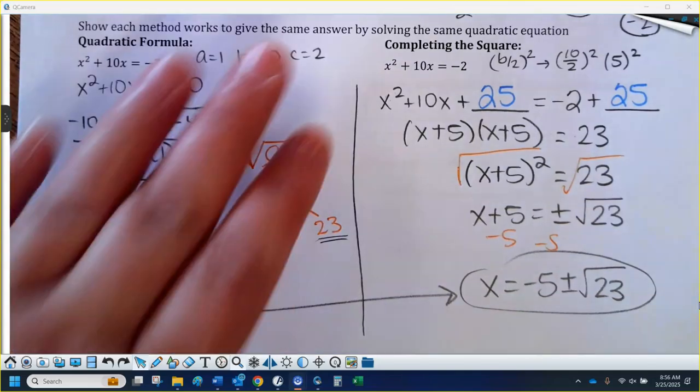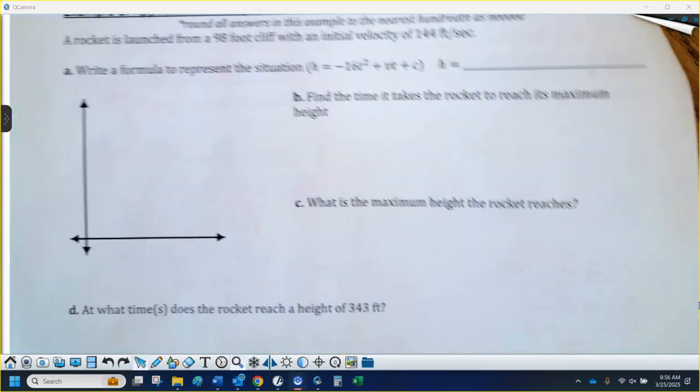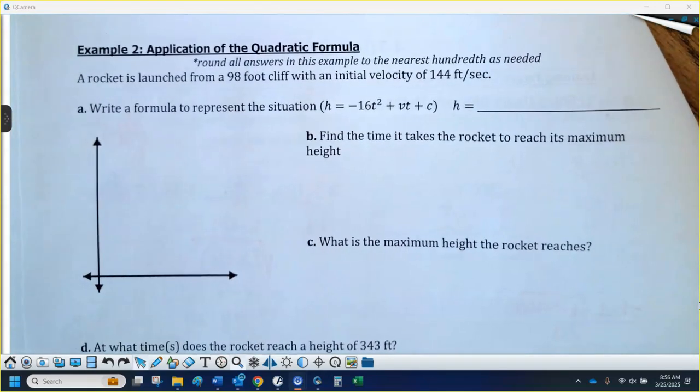Okay, we're going to do a little application of our lovely quadratic formula on the back. And I'm going to use that little vertical motion formula that we've been looking at in the last couple of units. Okay, so this says a rocket is launched from a 98-foot cliff with initial velocity 144 feet per second.